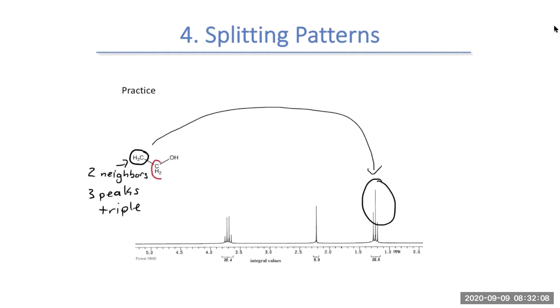Then next we look at the CH2. My CH2, it's bonded to the OH, but that does not couple. My CH3, it does couple. So for the CH2, we have 3 neighbors, which gives us 4 peaks, which means we have a quartet. And we can see that's right here in the NMR spectrum.